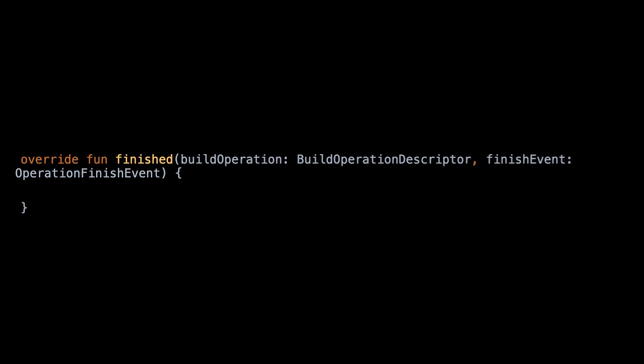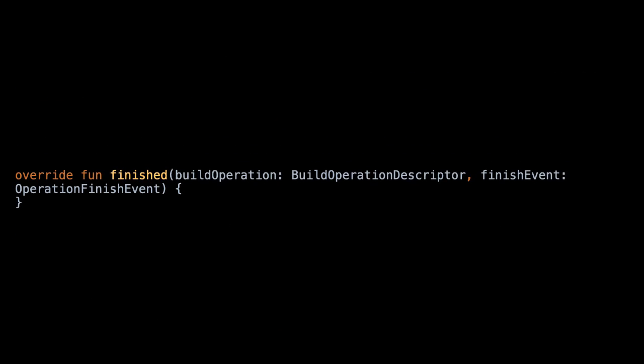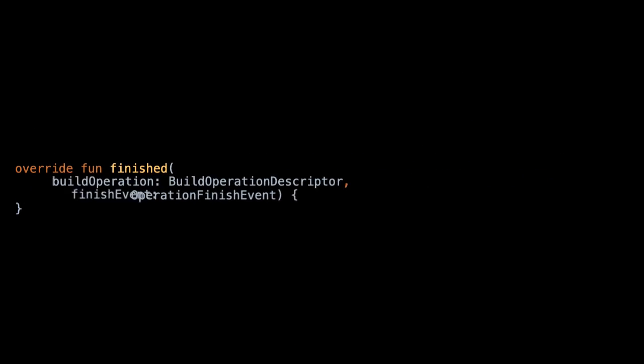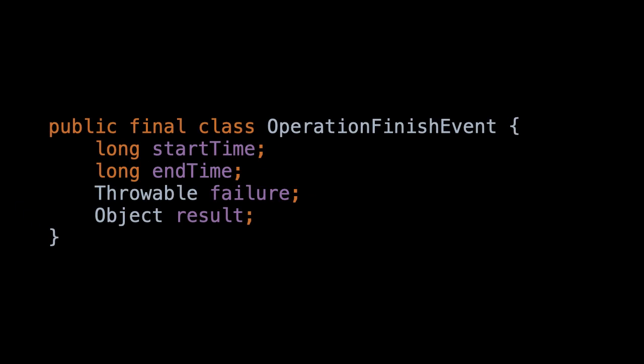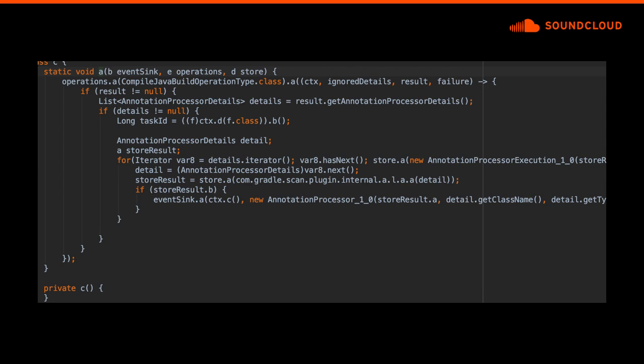Okay. So we have a bunch of callbacks here, but for now, we're going to just listen to the finish event. The finish event gives us a build operation descriptor and an operation finish event. The operation finish event in this case has a start time, end time, as well as a result object, and the failure if a failure happened. The result object in this case is what we were looking at earlier, which is the compile Java build operation type, and it'll give us the annotation processor details. You just have to cast it.